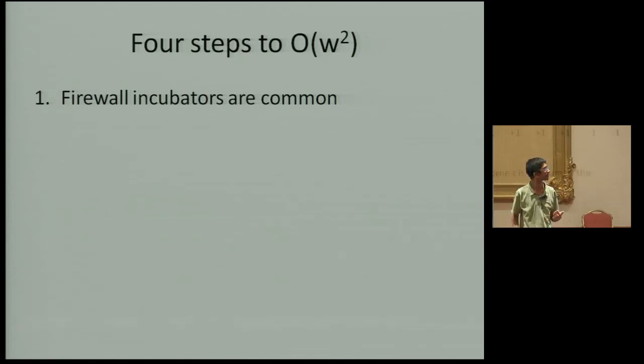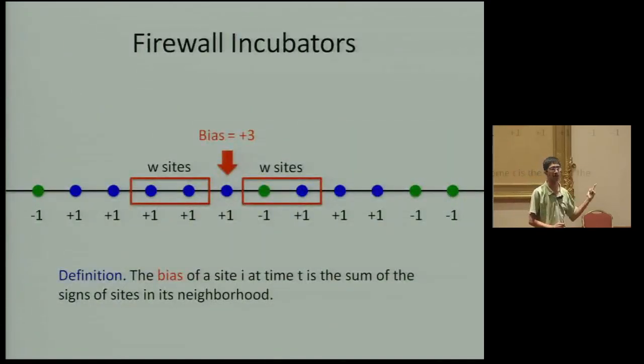Now, before I formally define what it is, we require something called bias. If you map each blue individual to a +1 and a green individual to a -1, then you can add up all the signs within one neighborhood to get a value, and that value is the bias. For example, here we have four blue individuals, which adds a +4, and a green individual, which is a -1. Therefore, the bias of the location in the middle there is +3.